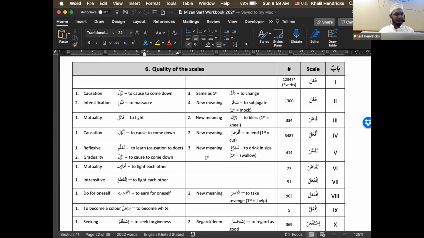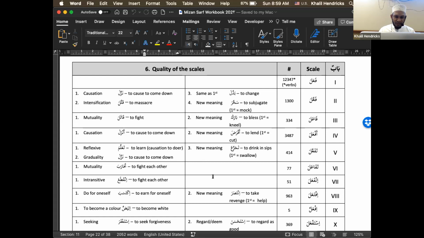Each of the scales has a different quality. So if you were in first year last year, let's say you learned the base meaning of the scale. Daraba means to hit, Nasara means to help, Fataha means to open, Samia means to hear or to listen, and so on. You heard the base meaning. As we change the form of the scale, the quality of the word changes.